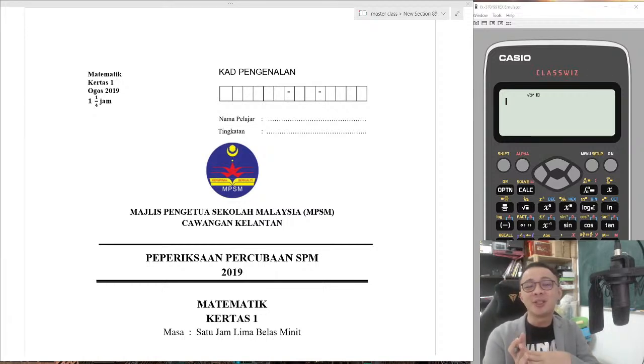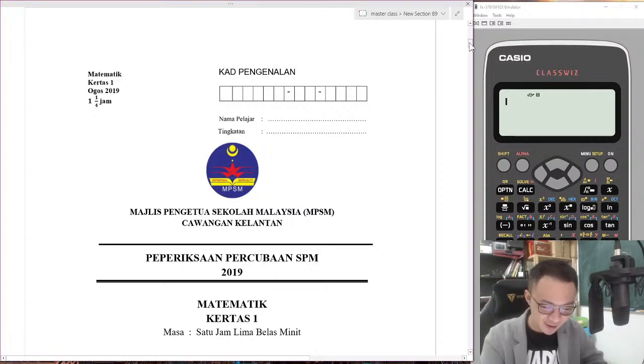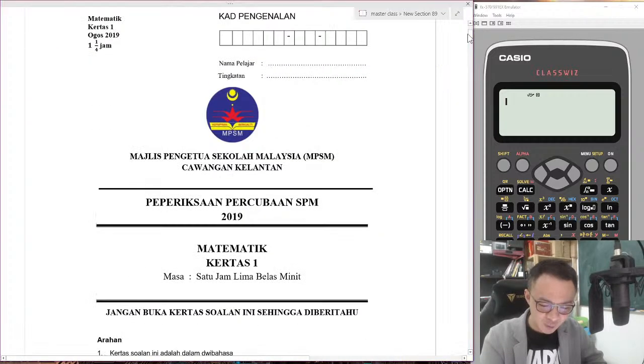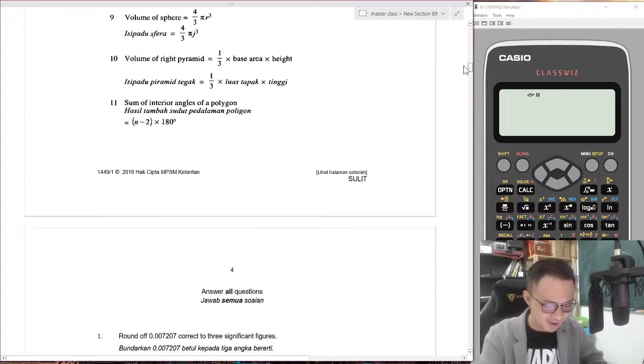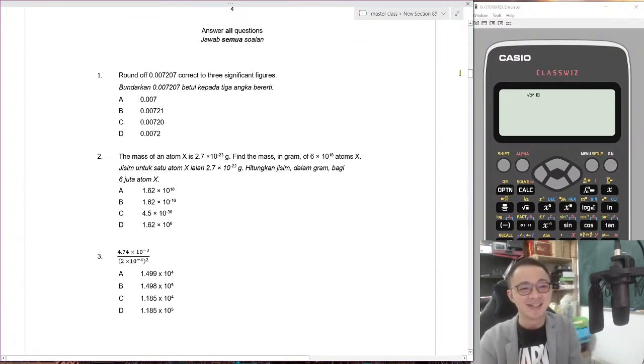Today we will do the Terengganu paper, the Kelantan paper. We'll do the Kelantan Paper 1 for Modern Math. So let's begin. Now let me adjust my tablet for a while. This is the 2019 paper, and I think there is one question I'm not sure about. I couldn't get the answer, but the rest I can get. Let's go through together.